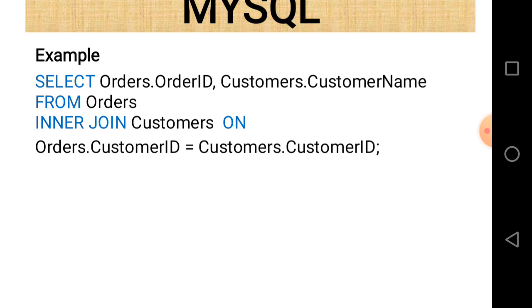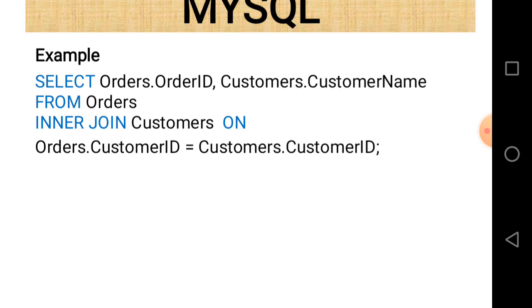So here we can use select orders dot order ID and customers dot customer name. Here one thing is very clear: order ID is a column name of table orders, and customer name is a column name of table customers. So just write orders dot order ID and customers dot customer name. After that the keyword from, and then the first table name, which is orders of course, and then the keyword inner join. Then the name of the second table, which is customers in that case, and after that on.